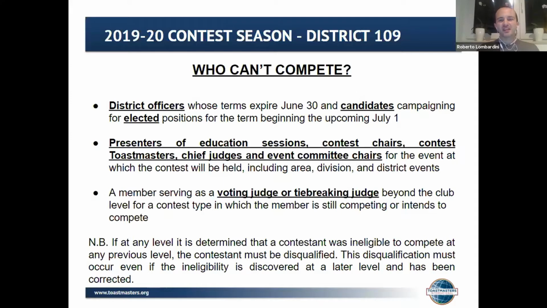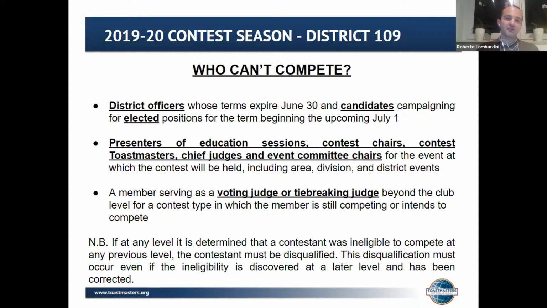President of education sessions, contest chair, contest toastmaster, chief judge, and they also added, we will see this one later, event committee chairs. To sum up, it is all the visible roles during a contest. So if there is an event, for example a division contest, you can't compete and also present an education session, or compete and preside over another contest. The principle here is that a contestant should be visible only when he or she is competing. So keep this one in mind.